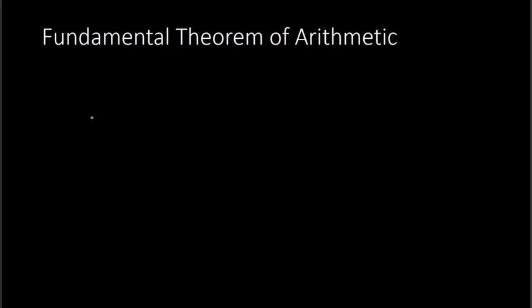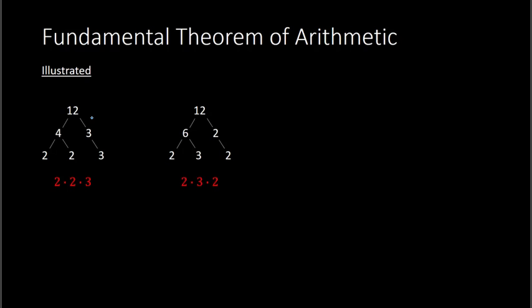Next we have what is called the fundamental theorem of arithmetic. So to illustrate, let's say we had the number 12. We can break apart 12 as a product of 4 times 3. And then 4 we can break apart as a product of 2 times 2. So 12 we can write as 2 times 2 times 3. All right, we can also break it apart a different way. We could do 6 times 2, and then 6 breaks apart as 2 times 3. So 12 can be written also as 2 times 3 times 2.